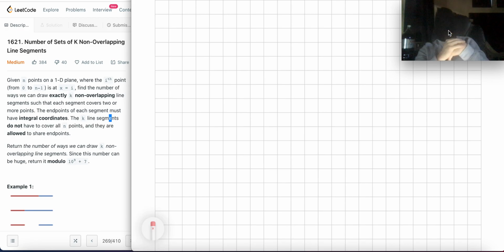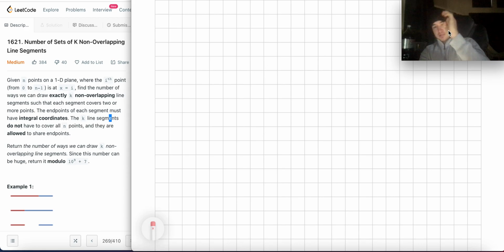Okay, let's go ahead and get right into this problem. Given n points on a 1D plane, where the ith point from 0 to n minus 1 is at x equals i, find the number of ways we can draw exactly k non-overlapping line segments such that each segment covers 2 or more points. The endpoints of each segment must have integral coordinates.